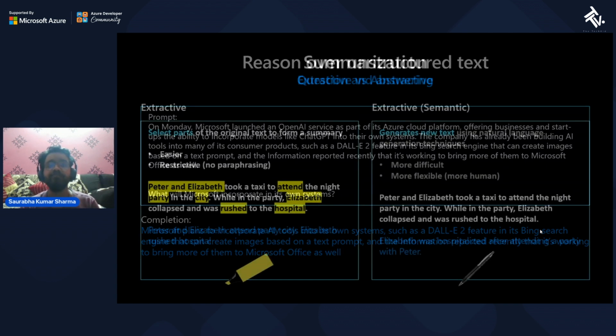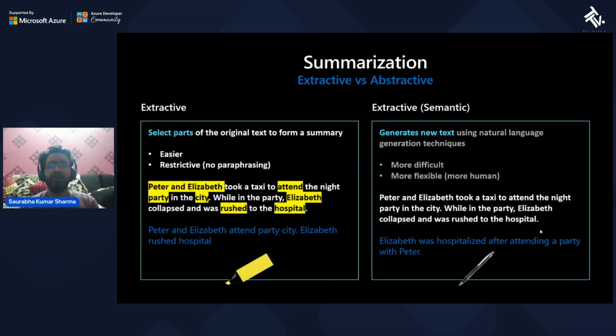Next would be summarization. Select the parts of the original text to form a summary, which is the extractive side. I'm putting in a paragraph, and it will give me a summary. I'm putting in: Peter and Elizabeth took a taxi to attend the night party in the city. During the party, Elizabeth collapsed and was rushed to the hospital. It is like in our schools and colleges, where we use a yellow marker to highlight the main phrases. Based on this, the output would be: Peter and Elizabeth attend party city, Elizabeth rush hospital.